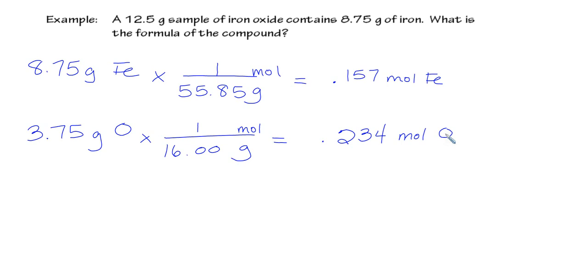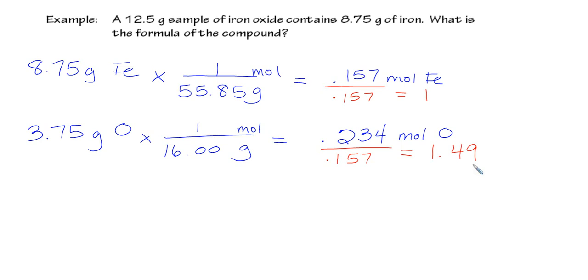And maybe you can't come up with a whole number ratio off the top of your head. The first trick to try, divide them by the smallest. So we'll divide them by this 0.157, because I know that's going to give me a 1. Divided by 0.157, we cross our fingers. Darn it, not quite a whole number. I'm looking at about 1.49-ish.